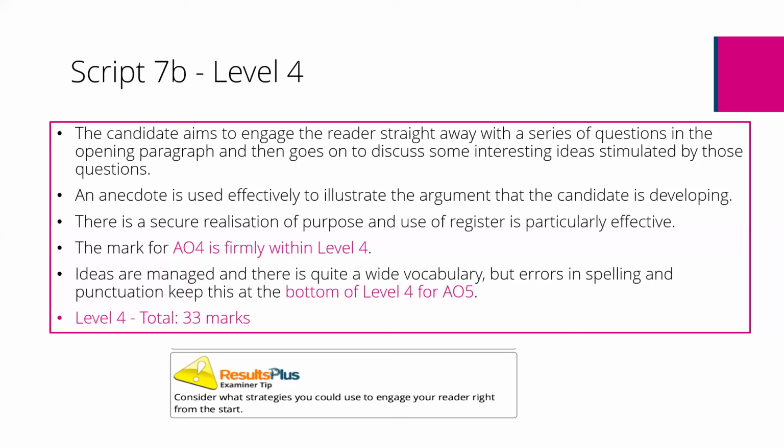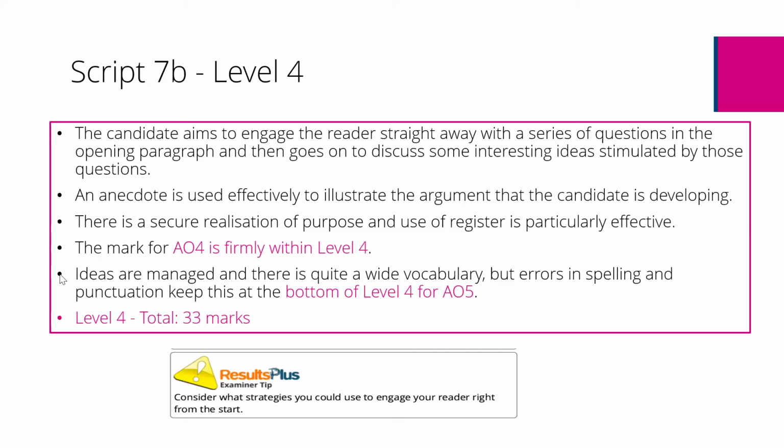So that's the commentary there: they aim to engage the reader straight away with a series of questions in the opening paragraph, and discuss some interesting ideas stimulated by those questions. Good use of the anecdote there. So it's a secure realization, those words from the mark scheme, and quite a wide vocabulary, but of course those errors. So one of the tips there: consider what strategies you would use to engage the reader right from the start.